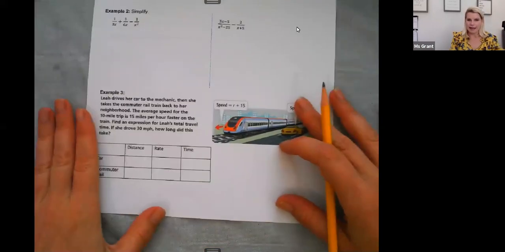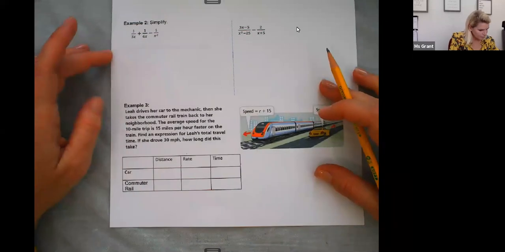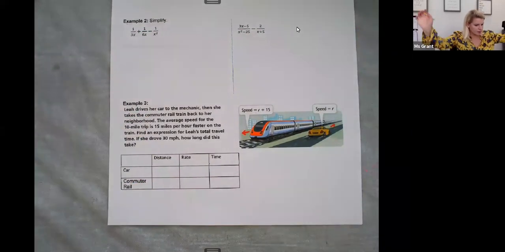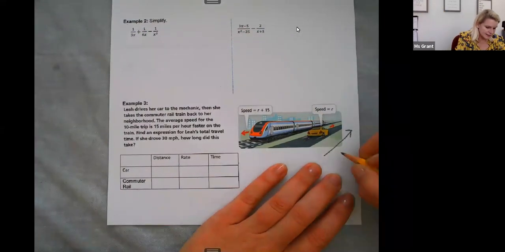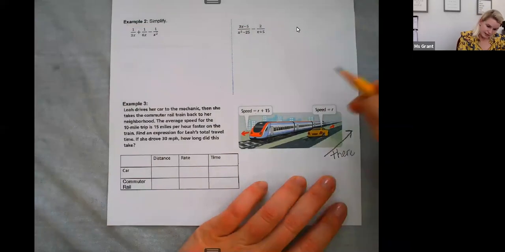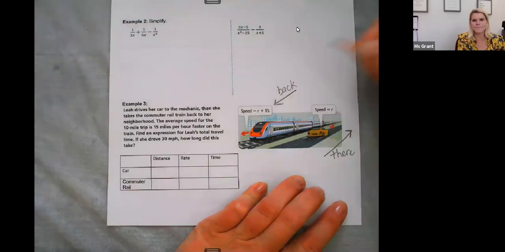So first of all, Leah, let's understand what the question's asking. Let's underline anything that's important. Leah drives her car to the mechanic. Then she takes the commuter rail train back to her neighborhood. So she takes her car to the mechanic. She goes there, and then she goes back. Okay, there and back.